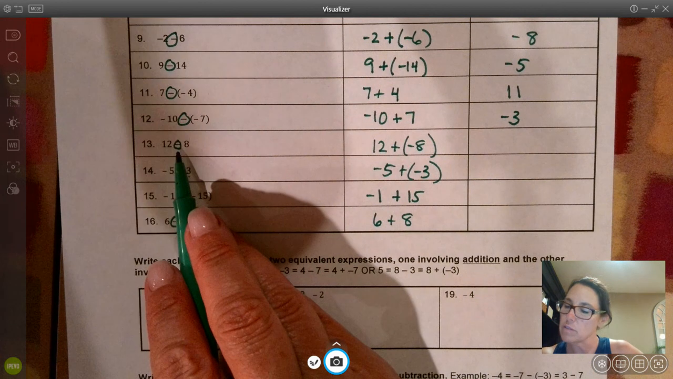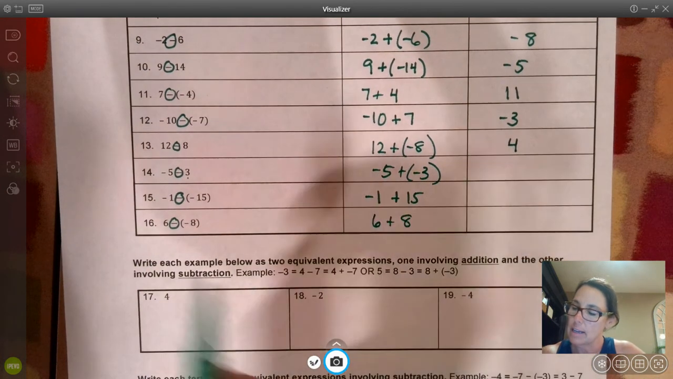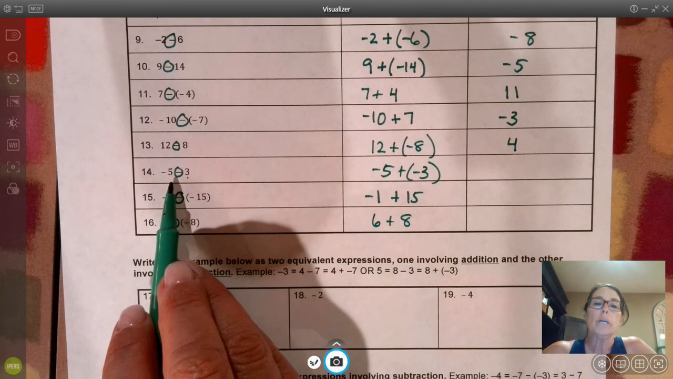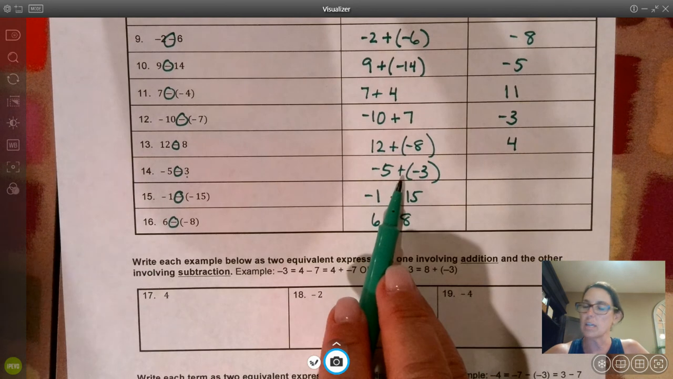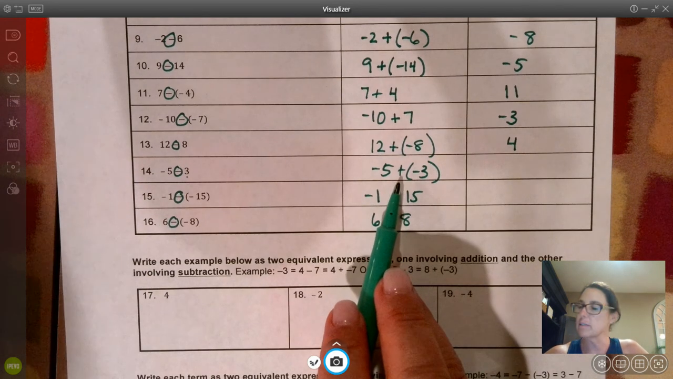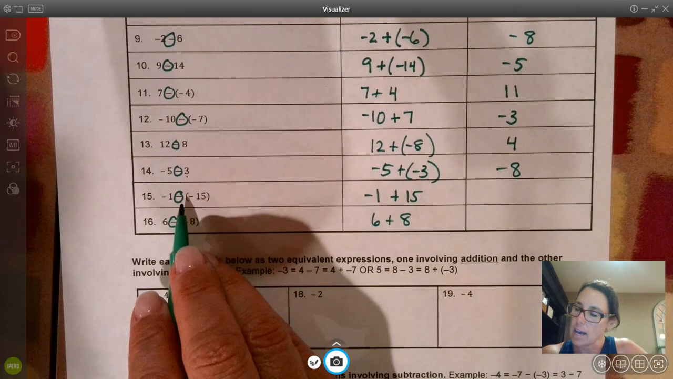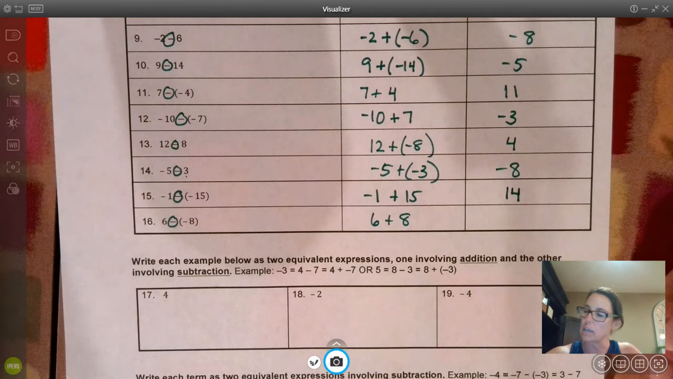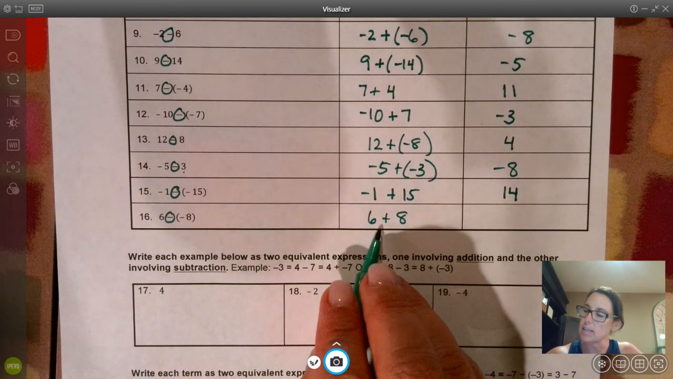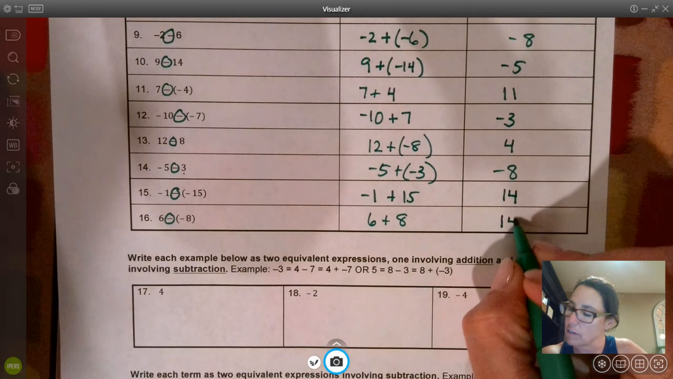12 minus 8 is 4. 12 plus a negative 8 is 4. This one's tricky. Negative 5 minus 3 is negative 8. It's much clearer for kids to see it this way. -5 plus -3 is -8. Okay, this guy is going to be -1 plus 15 is 14. And then 6 plus 8 is much clearer than 6 minus a -8. You get 14.